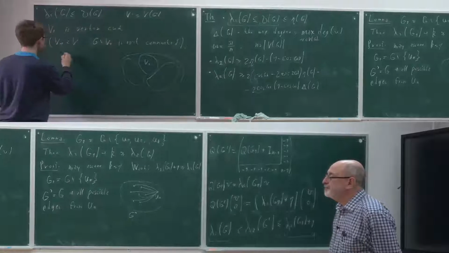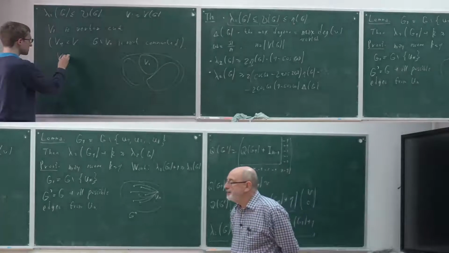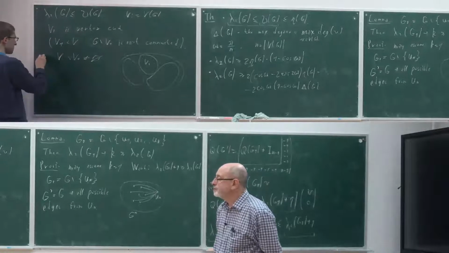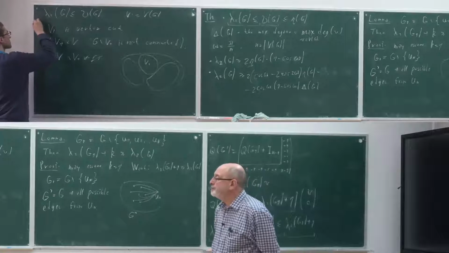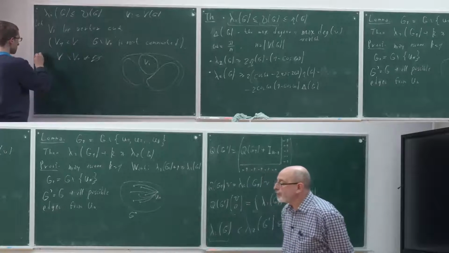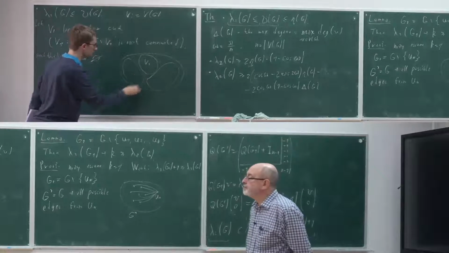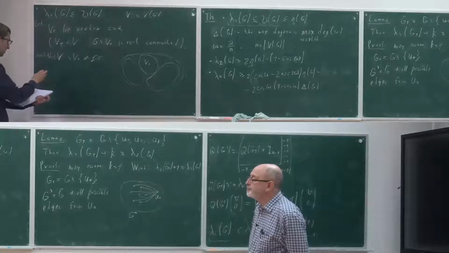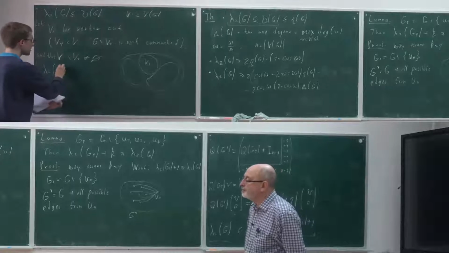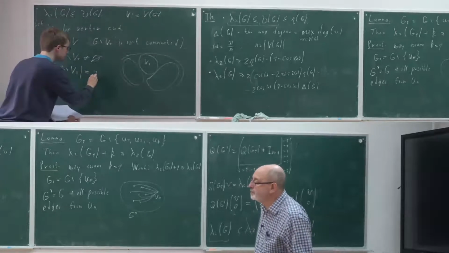I will also assume that V1 is not the whole V, and we have at least two components here. Okay, now if I consider the graph G without V1, then its lambda 2 is equal to 0, since this graph is not connected.